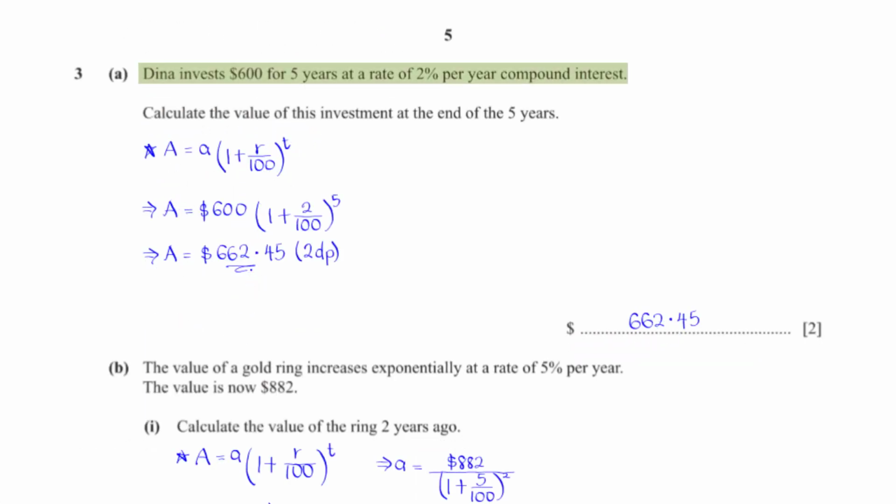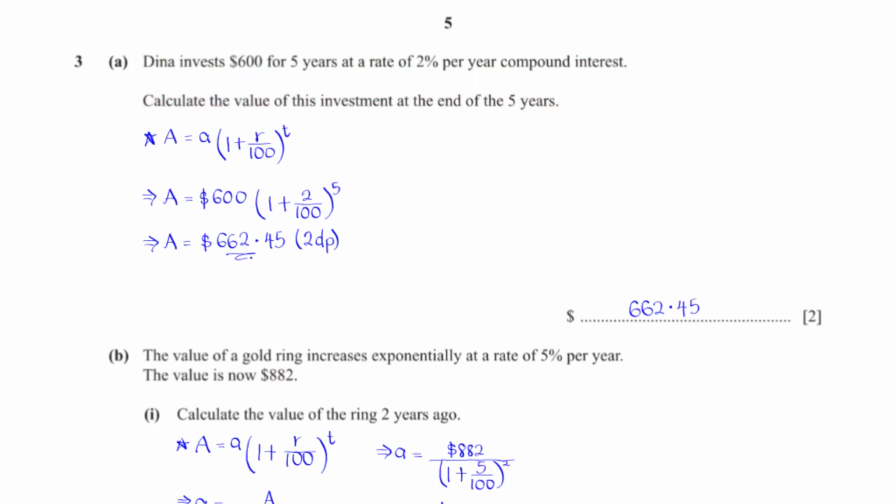Dinah invests $600 for 5 years at a rate of 2% per year compound interest. Calculate the value of this investment at the end of the 5 years. In this case, we need to apply the compound interest formula. Small a, which represents the initial amount Dinah invested, is $600. R is 2 and T is 5. So when we type this into the calculator, we get her final investment value as $662.45, correct to 2 decimal places.